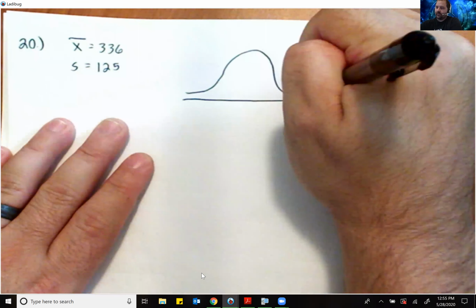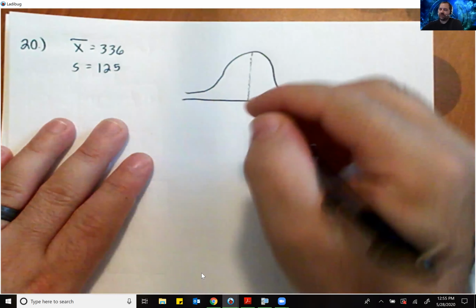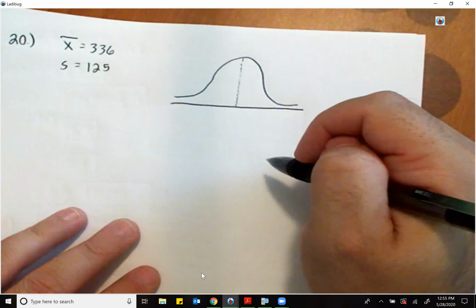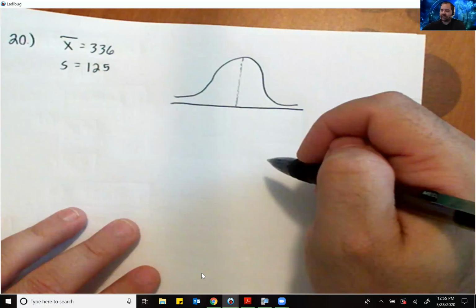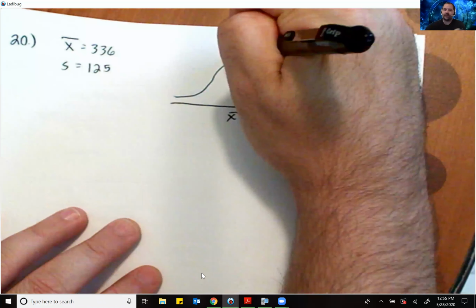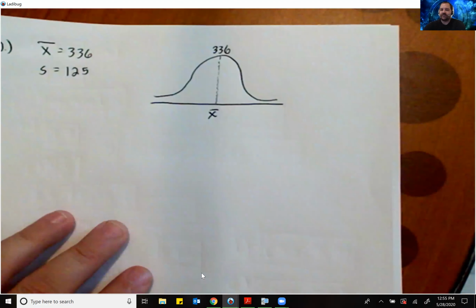So in the middle is who? The mean. The mean, the X bar. And I'm going to go ahead and just, like what I've normally done when I teach class, put the numbers on top. So 336.